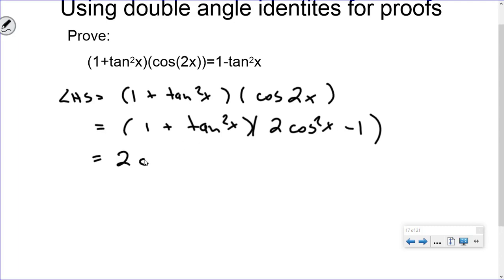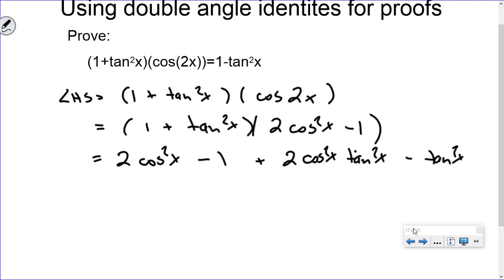We get 2 cos squared x minus 1 plus 2 cos squared x tan squared x minus tan squared x. Is that okay? Everyone with me so far?